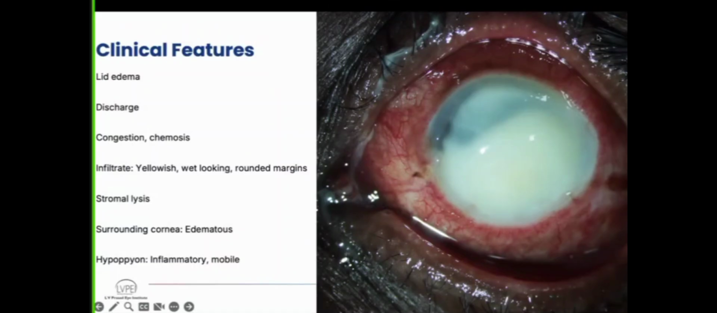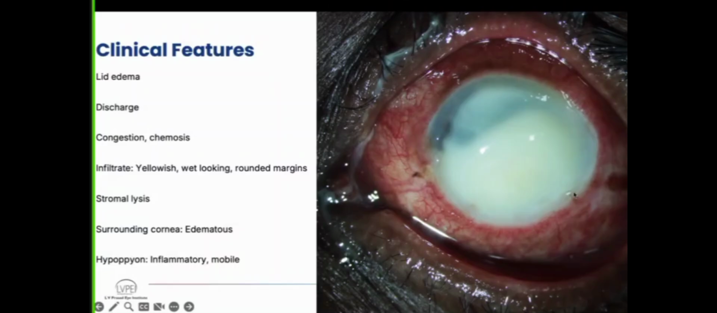So even before you start examining the patient and reach this stage, it's very important to look at the lids. If you have swollen lids with a lot of discharge and matting of lashes, that itself is a very good indicator that there is some kind of infection in the eye. Along with that, if you have increased congestion, chemosis, and a lot of symptomatic complaints like pain and redness, you will inevitably think of bacterial keratitis. The infiltrates in these cases are usually more yellowish looking, wet looking, with rounded margins. All of these are there in the photo.